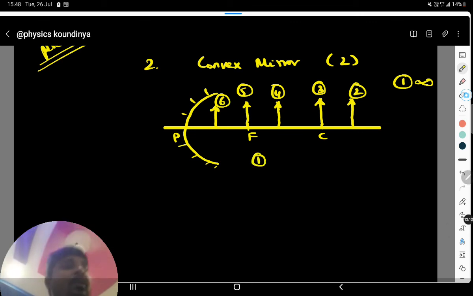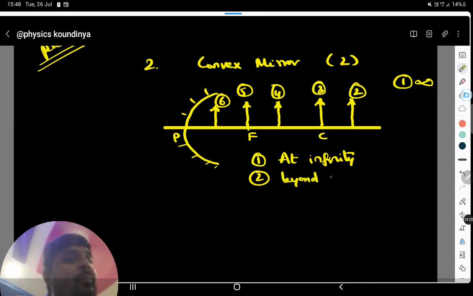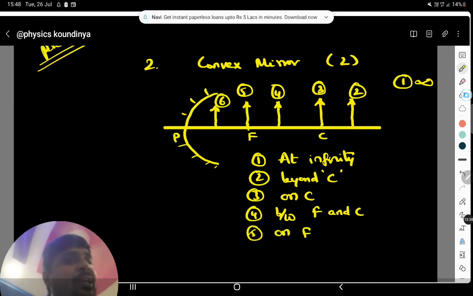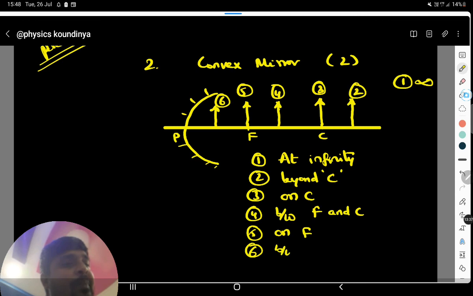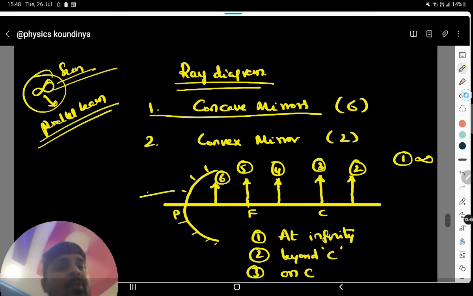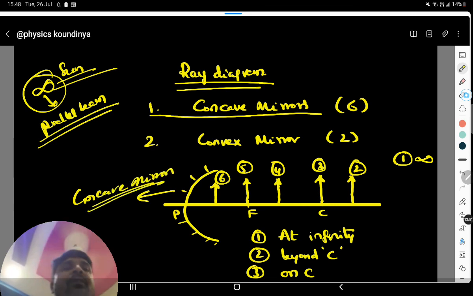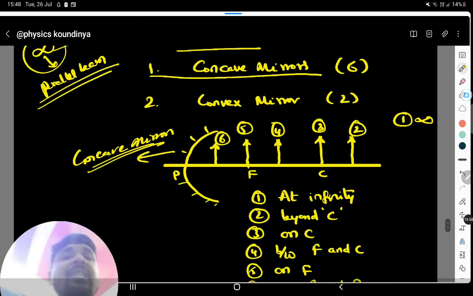I am writing here. Those 6 conditions are: you can place the object at infinity. Second, you can place it beyond C. Third, you can place it on C. Fourth, you can place it between F and C. Fifth, you can place it on F. And sixth, you can place it between P and F. These are the 6 conditions for the concave mirror. For the concave mirror, you can place the object at 6 different conditions, and 6 different conditions will have 6 different ray diagrams.